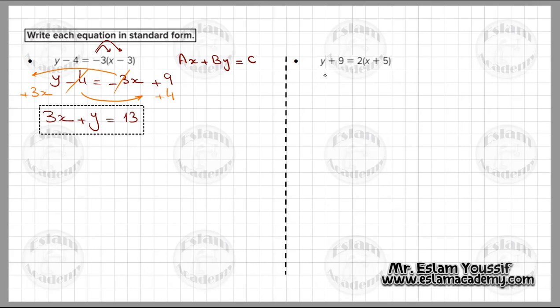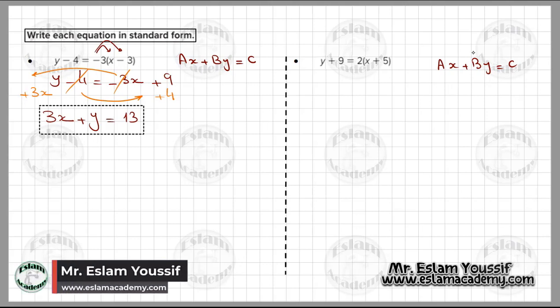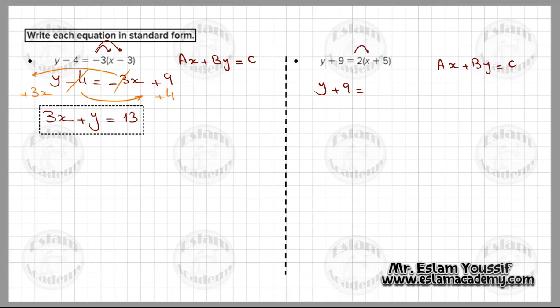In this question, we need to write in standard form. Number 1, we just use the distributive property to find the form ax plus by equals c. As we said before, a must be more than or equal to 0. A, b, and c are integers, and the highest common factor between them is equal to 1. So use the distributive property. y plus 9 equals 2 times x, which is 2x. 2 times 5 equals 10.